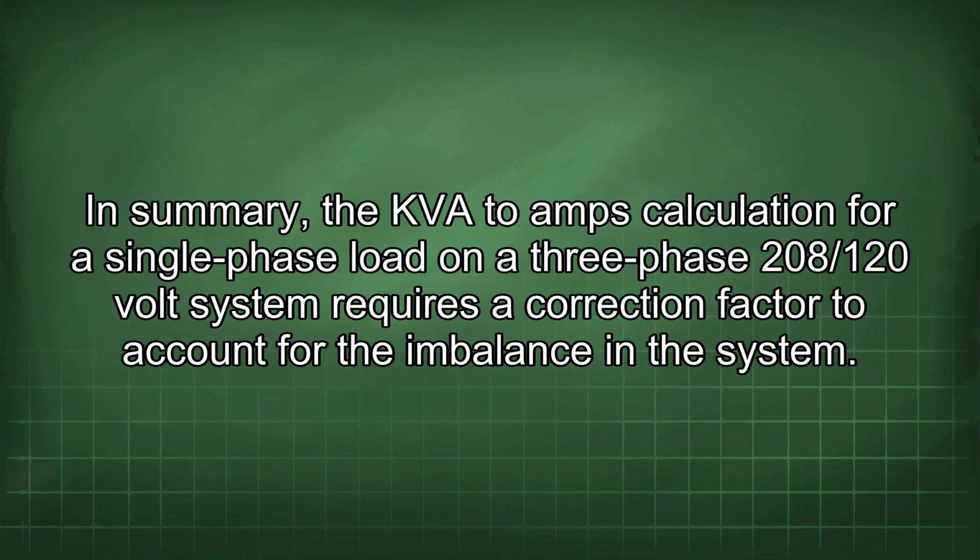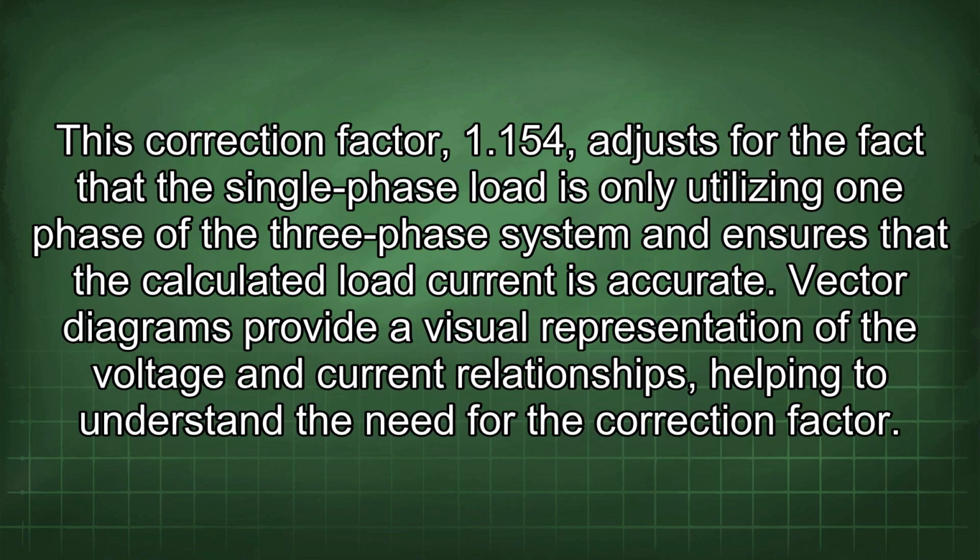In summary, the KVA to amps calculation for a single-phase load on a three-phase 208/120 volt system requires a correction factor to account for the imbalance in the system. This correction factor, 1.154, adjusts for the fact that the single-phase load is only utilizing one phase of the three-phase system and ensures that the calculated load current is accurate.